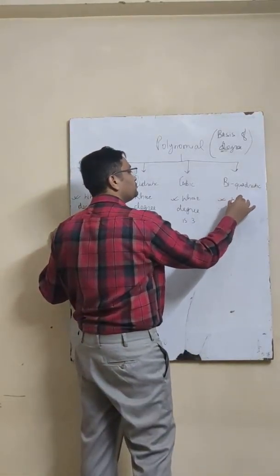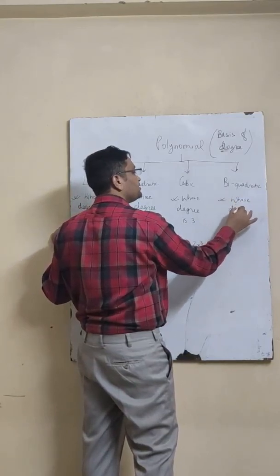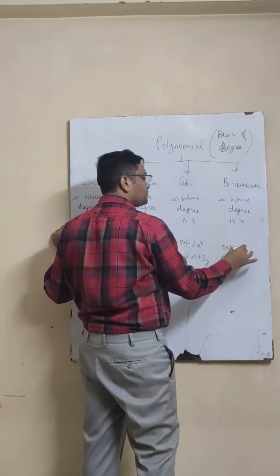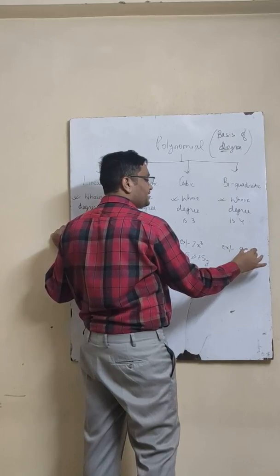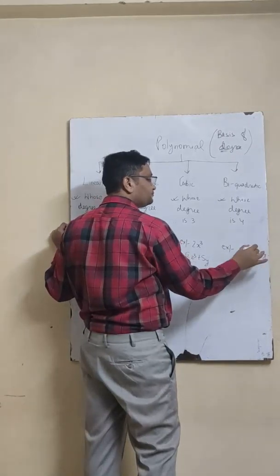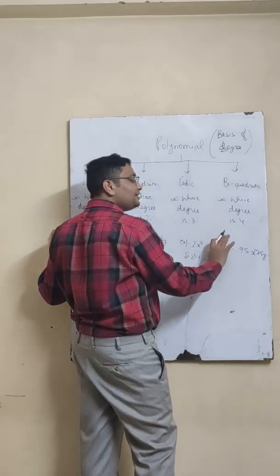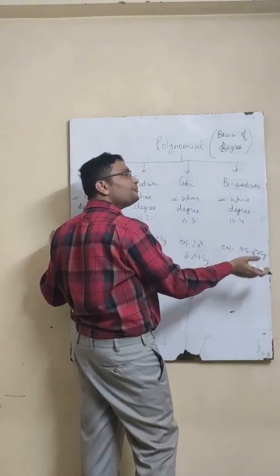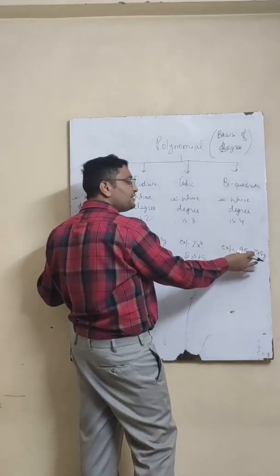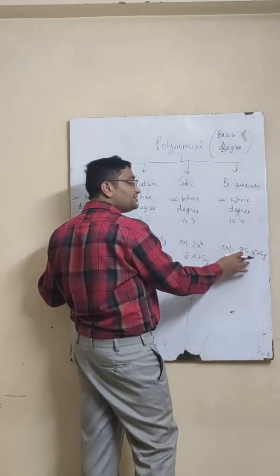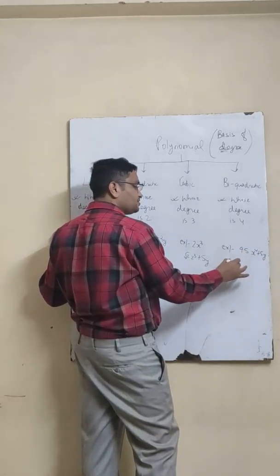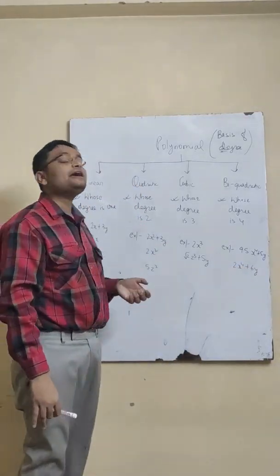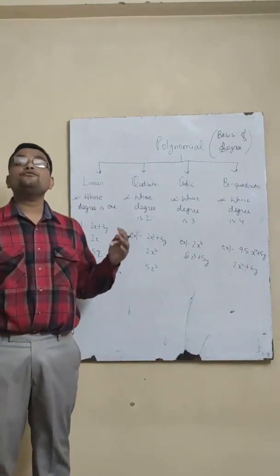Biquadratic is one whose degree is 4. Example, 9.5 x to the power 4 plus 5y. Its degree doesn't depend on the constant term. So 9.5 x to the power 4 plus 5y is a biquadratic polynomial. Why? Because the highest power of the variable in this given polynomial is 4. Next, 2x to the power 4 plus 6y is a biquadratic polynomial. Why? Because its degree is 4.